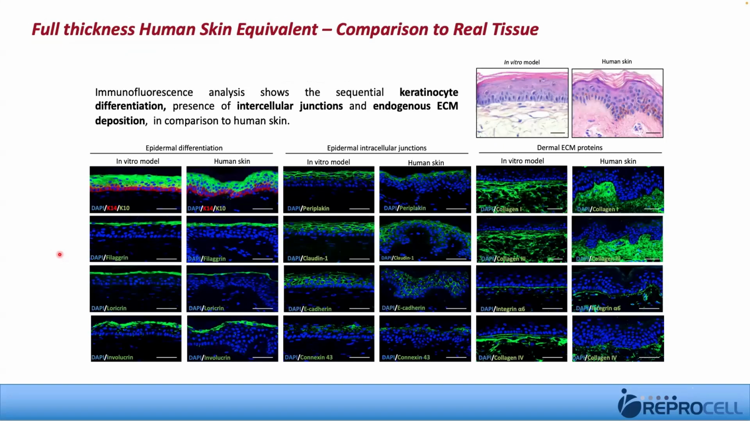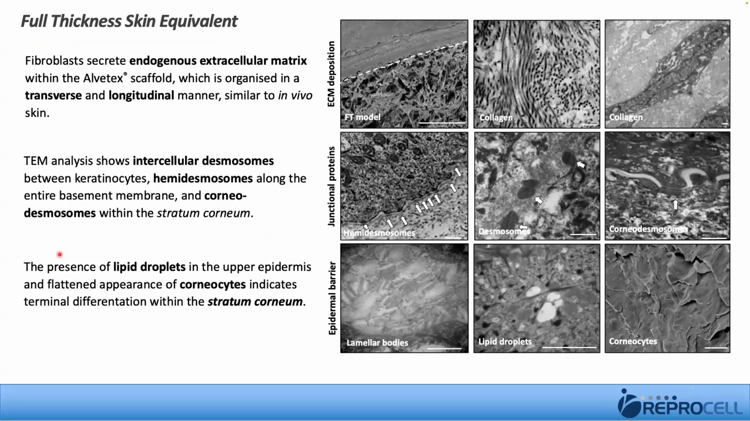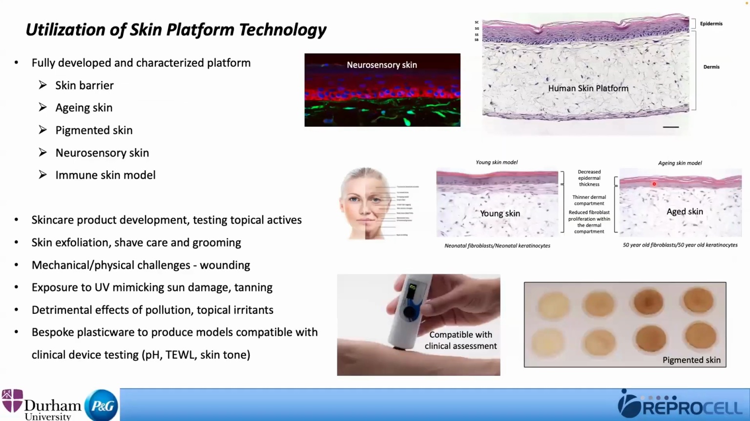We also perform electron microscopy, both scanning and transmission, and we see the ultrastructure of the cell model. So we see here the hemidesmosomes, the desmosomes, the corneodesmosomes. These are junctional complexes found in the skin, the melanosomes, etc. So all of that structure is as it should be.